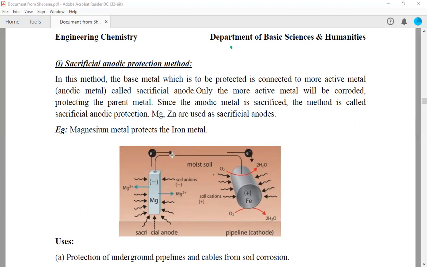And in this method, the metallic structure to be protected, see this diagram. The metallic structure which is to be protected is called the base metal, and it is connected to the anodic metal through a wire. The anodic metal undergoes corrosion easily, while the base metal is protected. The corroded sacrificial anode block is replaced by a fresh one. The commonly used anodic metals are magnesium, zinc, aluminium, and their alloys.